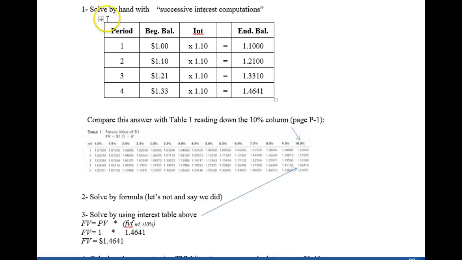So we could do it by solving with successive interest computations. We could do it by solving with the formula but decided we didn't want to. And we could do it by using the charts or the interest table. This was Table 1 from your book.